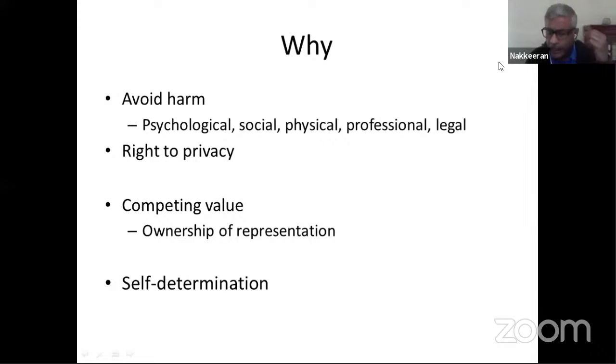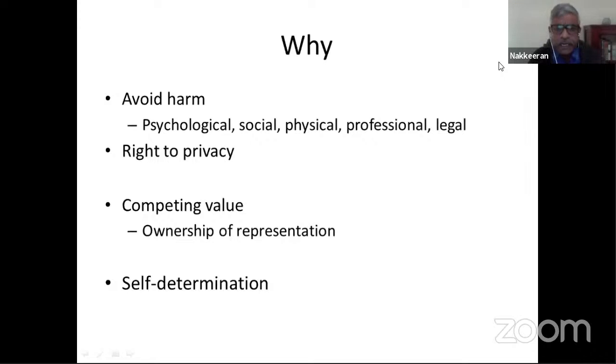So avoiding harm could be seen as a kind of utilitarian understanding of ethics. But the very right to privacy, the right to not reveal your identity, even if the harm is not happening, should be respected. So it's an important reason why we anonymize data.